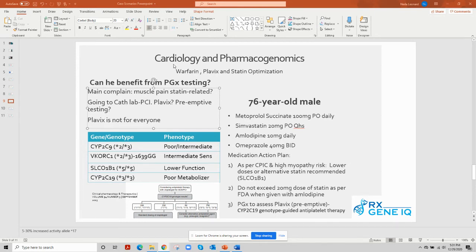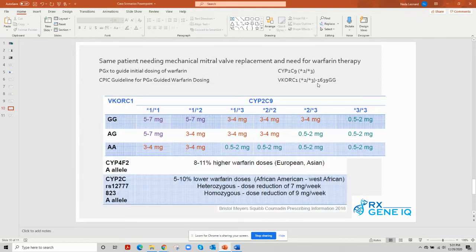Now, how do we go about optimizing warfarin? The patient is going to be needing mechanical mitral valve replacement and ongoing warfarin therapy for that reason. PGx results can give us guidelines on how to initially dose warfarin.